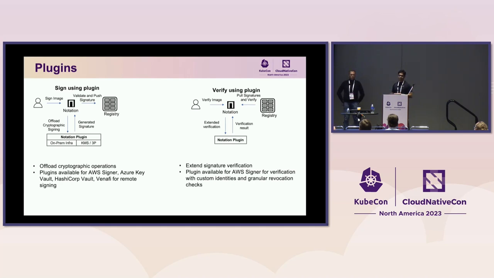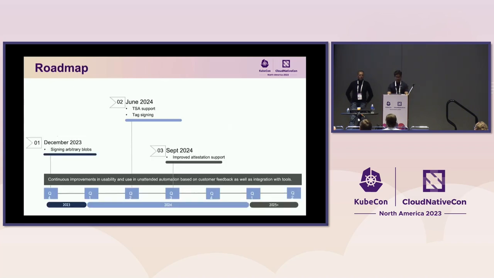You can see a list of plugins that are already available. On the verification side, notation will do the signature verification, and it allows you to extend or bring your own custom logic for verification. There's a plugin available for Signer which uses this feature to allow verification with custom identities, which was the signing profile in the demo, and allows granular revocation checks. So you can do per signature revocation checks.